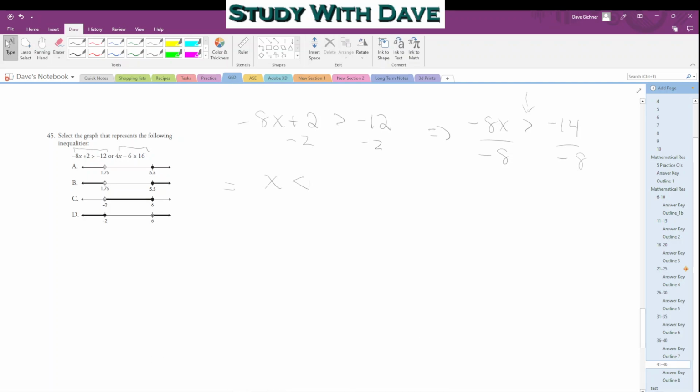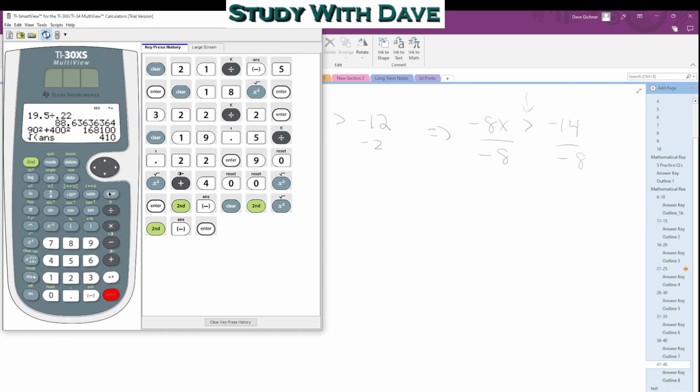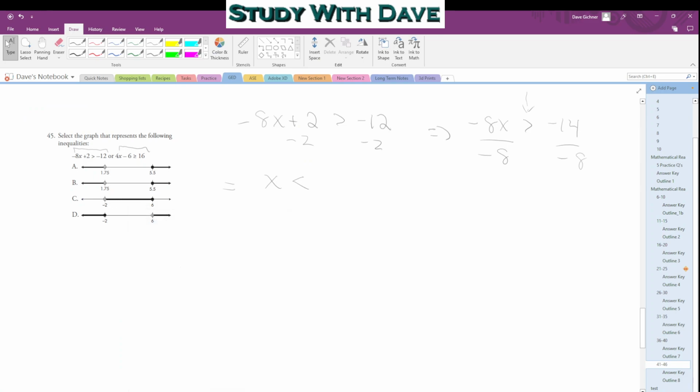And let's get that into decimal. So that's going to be negative 1.75. So we have our first one done, okay? Oh, I'm sorry, this is actually a positive. That's a positive 1.75 because it's negative 14 divided by negative 8. My apologies.